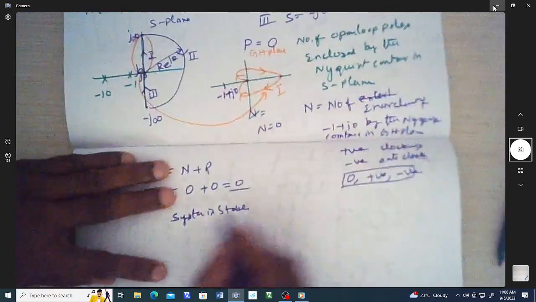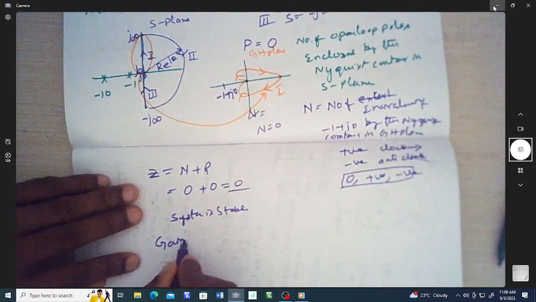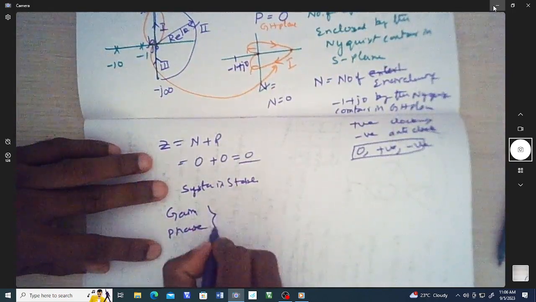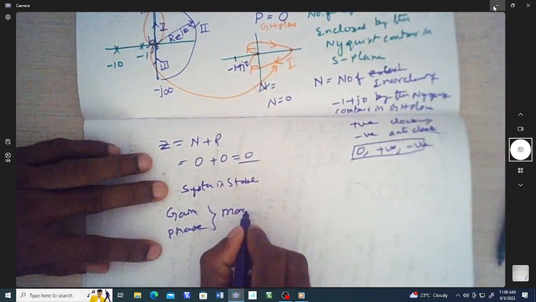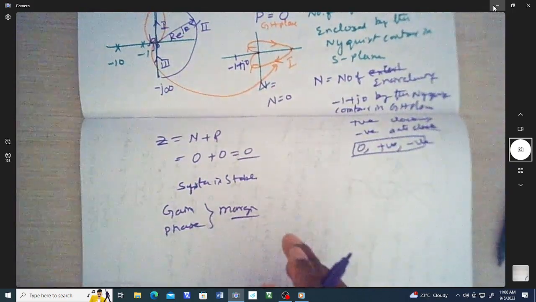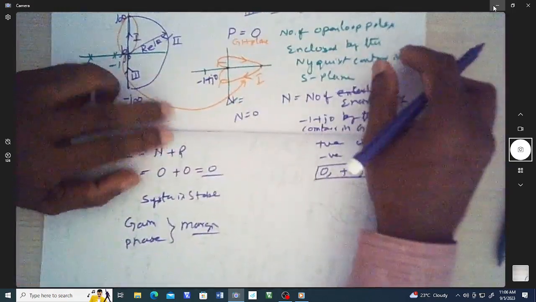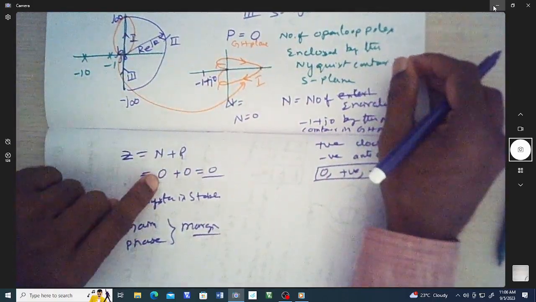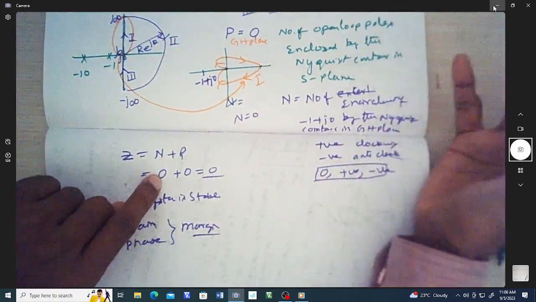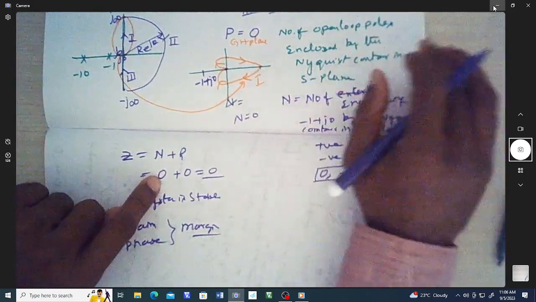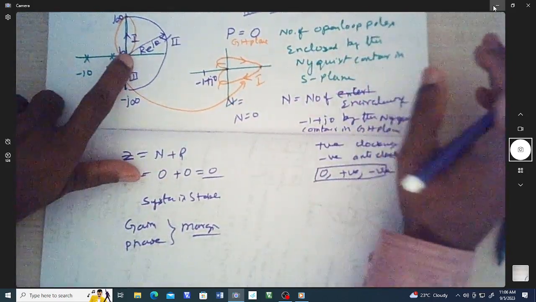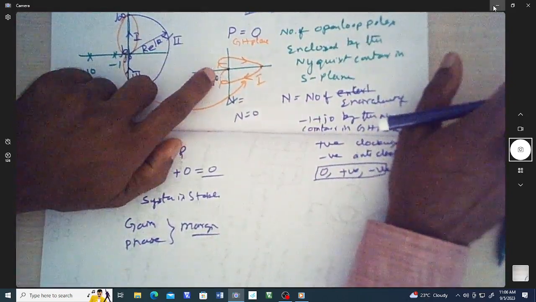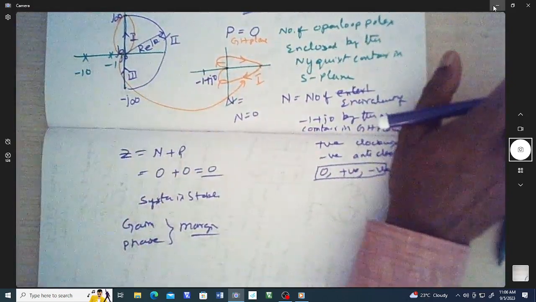Now the question is, what are the gain margin and phase margin? These are the margins I need to know. To know the gain margin and phase margin, we know that n has to become 1, at minimum. If z becomes 1 or more than 1, then the system can be unstable. Since it is not encircling at all, z is 0.